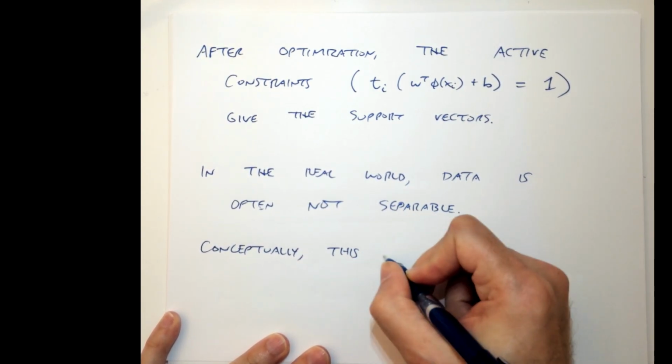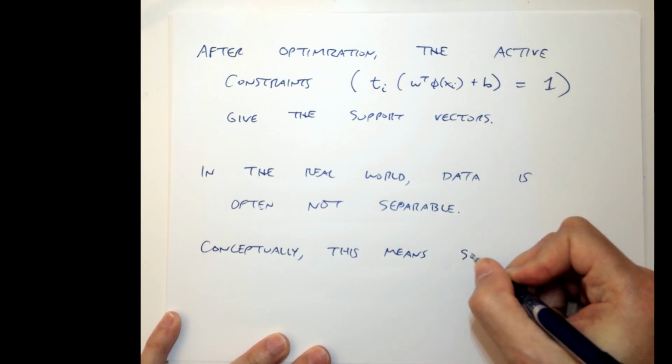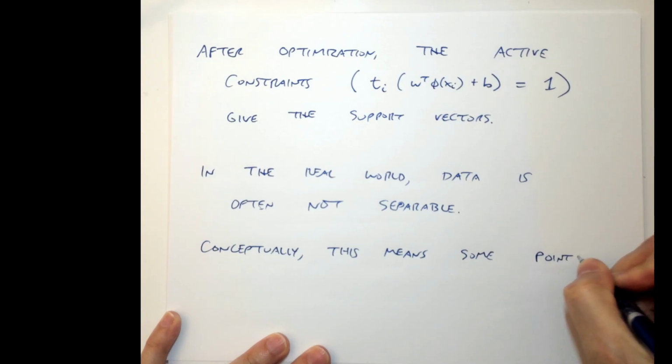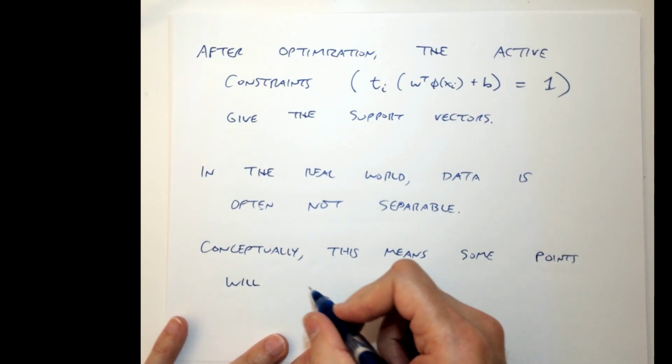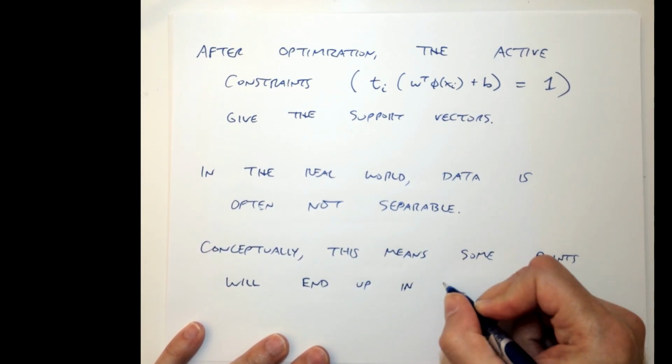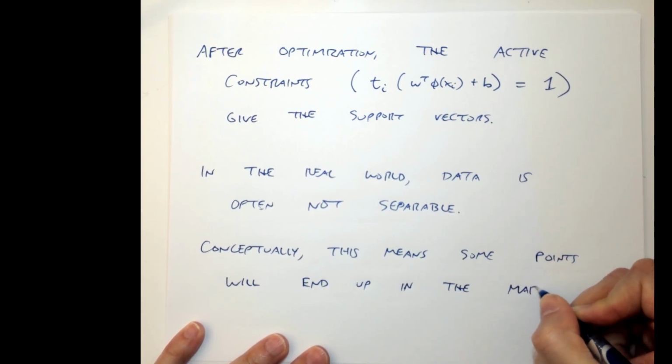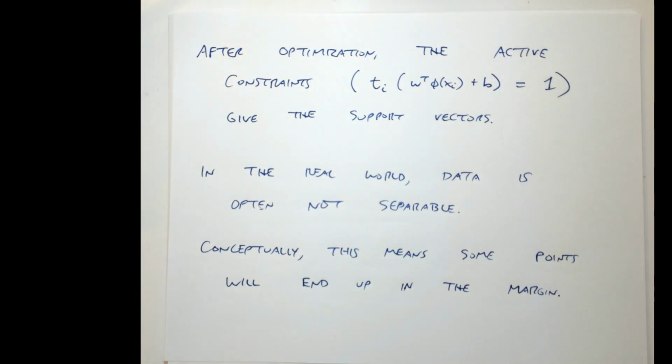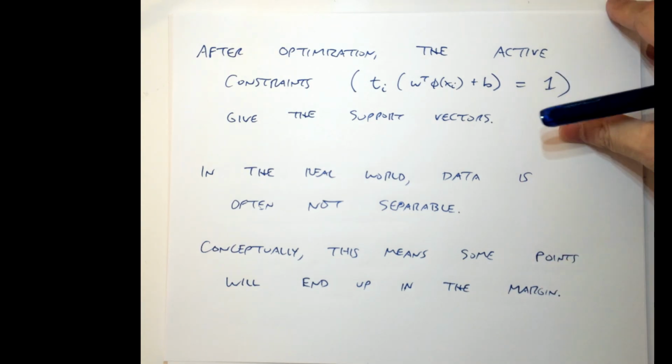So conceptually, this means that some points will end up in the margin. But I want the number of those bad points to be as small as possible. And I want their intrusion into the margin to be as minimal as possible, right? So I'm still trying to do the best that I can. So let me illustrate what I mean by that.